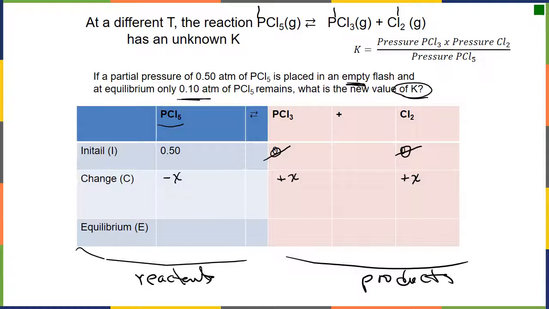Now, we've been given one more piece of information, because right now we have one equation and two unknowns. We don't know what our equilibrium values are or what our K is. So we better know something else, and that is, in this case, the equilibrium concentration of PCl5. Well, if PCl5 started at 0.5, went down by some value, and is now 0.1, then clearly the amount it went down by is 0.4. And so our x value here is going to equal 0.4. Why? Because 0.5 minus 0.4 is going to equal 0.1.